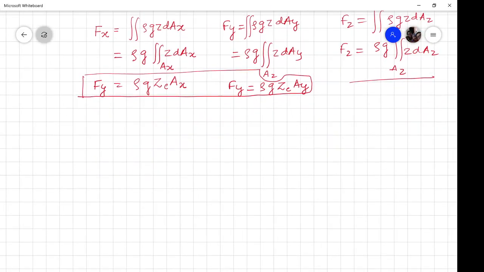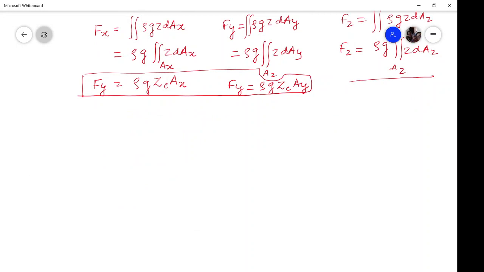To make this clear, let me take a simple problem. Consider this as the free surface of water and you have a curve like this. Let us assume that I am interested in knowing the horizontal component of force acting on this particular curve. So what I'll do is project this onto a vertical plane.